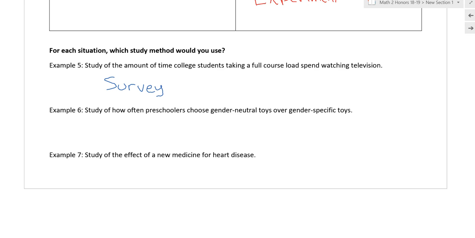Right? You would just walk up to people and ask, hey, how much time do you spend watching TV? That's going to be the best way to get that data.